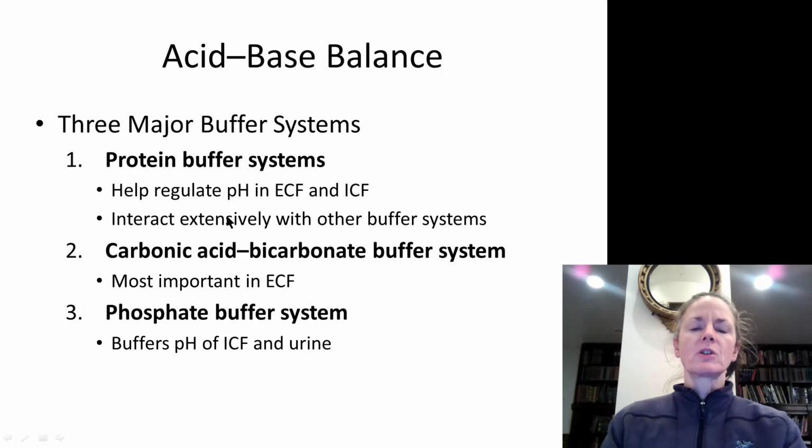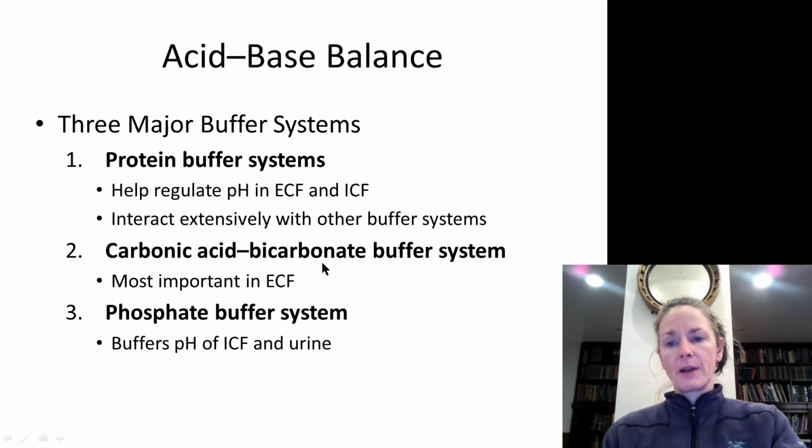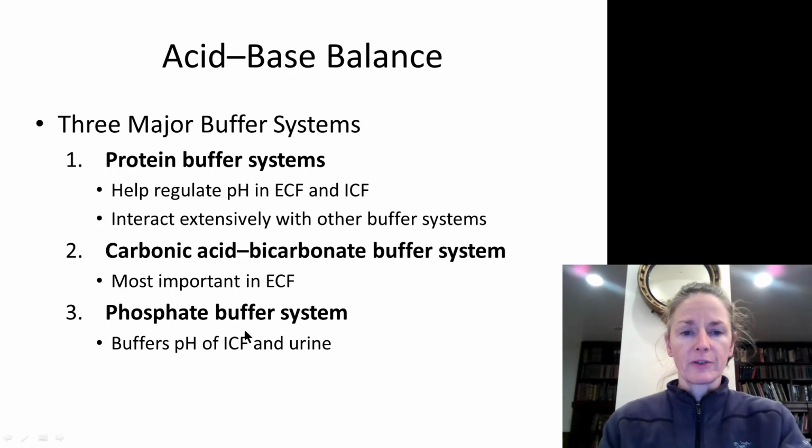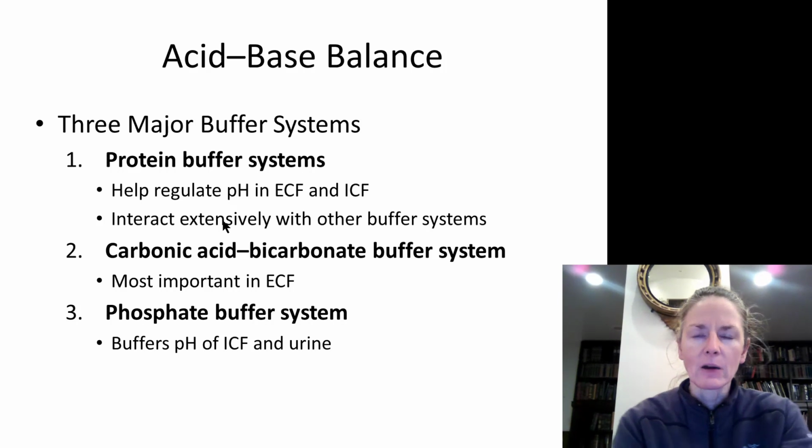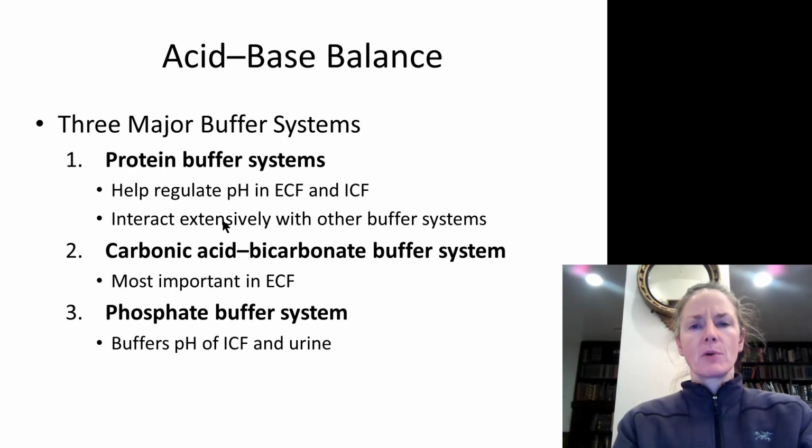All right, we've got three major buffer systems that we're going to talk about here: the protein buffer system, the carbonic acid bicarbonate buffer system, and the phosphate buffer system. And since we've already been over them in some detail a little bit earlier in the semester, all I'm going to do is highlight where we're going to see them most active.